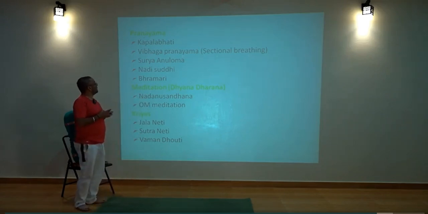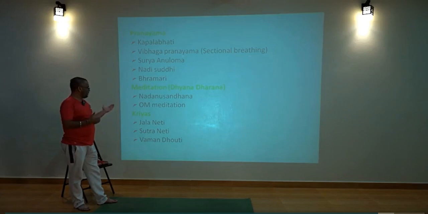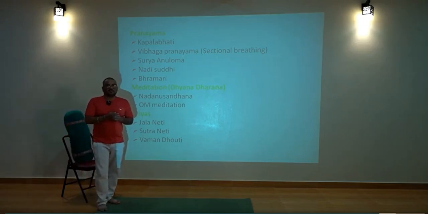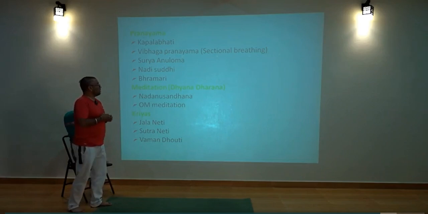Surya Anuloma, that is with the sun one, then Nadi Shodhan, Brahmari, meditation, Nada Anusandhana, Om meditation, and Kriyas also which we can use: Jalaneti with the water, Sutra Neti with the rubber, Vamana Dhauti, that is just drinking the warm water with the saline one, and then vomiting. So it clears the whole respiratory tract also. Sometimes because of digestive issues that affects your respiratory tract. So this is the module for your asthma. So next one, if we go.